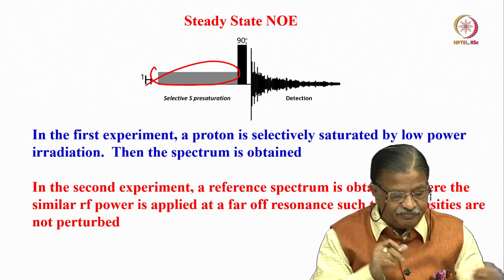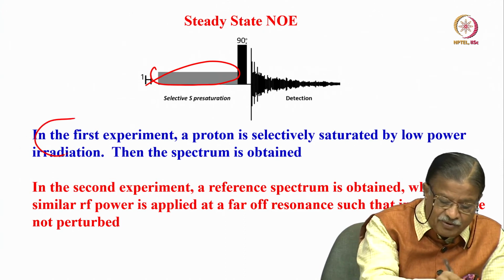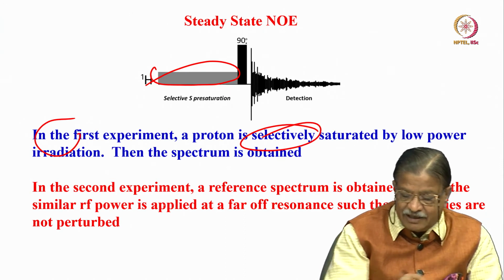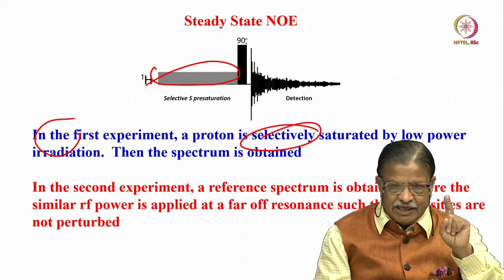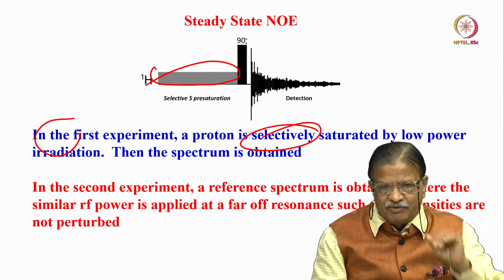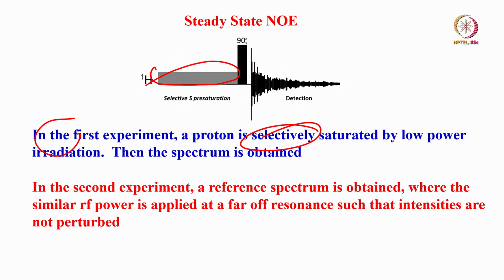So, low power RF. In the first experiment, the proton is selectively excited and saturated, and you obtain a spectrum. That is one experiment. Let us say I want to see the NOE between two protons. I am irradiating this one, that is what I do, and then get the spectrum and measure the intensity of the other one. That is what we have to do.